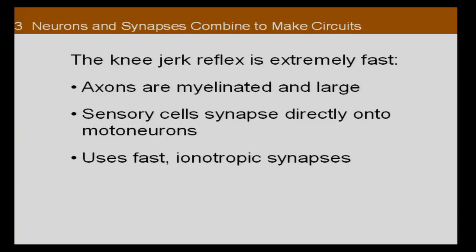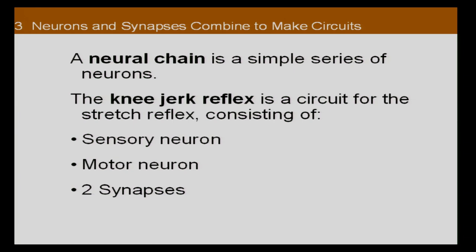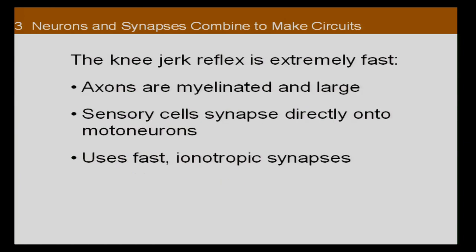Just a couple more facts. The knee-jerk reflex is extremely fast. Axons are myelinated and large, the fastest you can get. Sensory cells synapse directly onto motor neurons, so there's only, as I said, two neurons involved here in this reflex. And all of the synapses use fast ionotropic synapses, so the very fastest you can get.